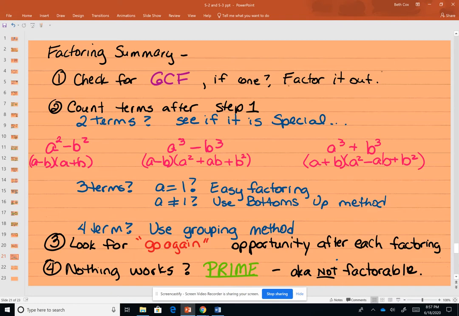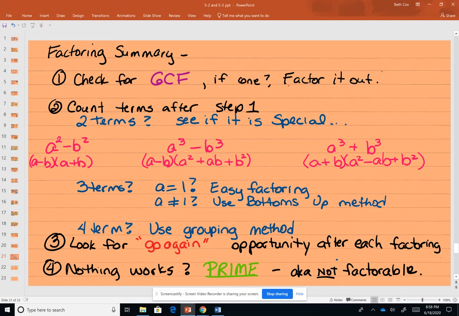After we do that, we count the number of terms we have. If it has two terms, we look to see if it falls into one of our special patterns. All three of them are there. You can watch the two previous videos to see if you've got those. If there are three terms, then this is a trinomial. Generally, there are two types of trinomials: the easy ones where a is 1, and the not easy one when a is not 1. That one uses the bottoms up method. And if it has four terms, then we're going to use our grouping method.